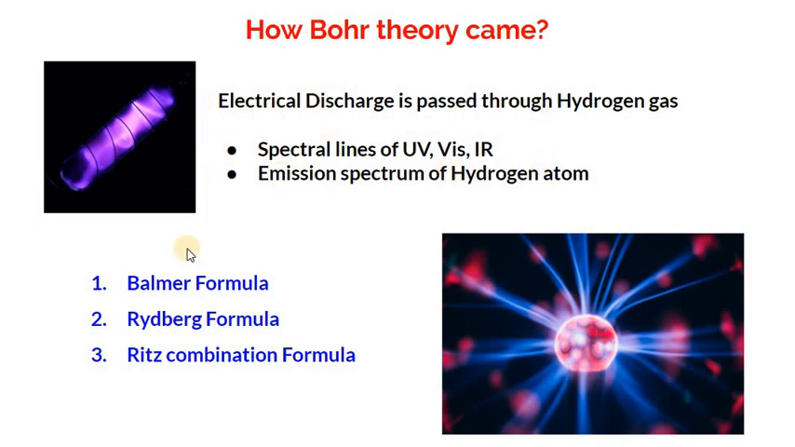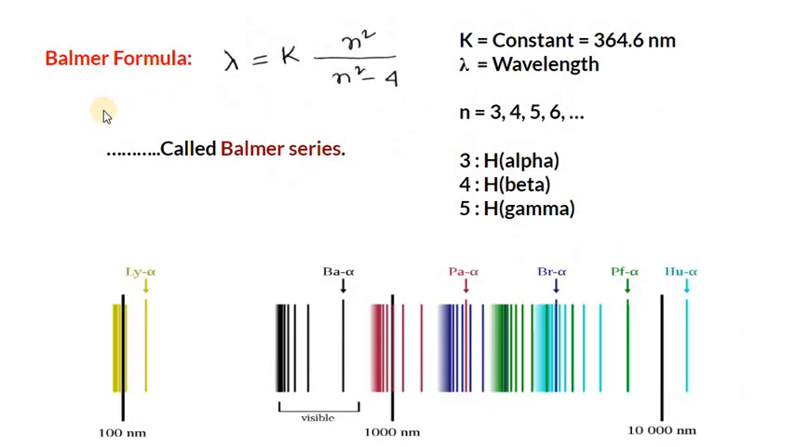To explain those things, three formulas came. The first was the Balmer formula, the second was the Rydberg formula, and the third was Ritz's combination formula. So what were those? Let's talk about the first formula. We can explain it by considering this equation.